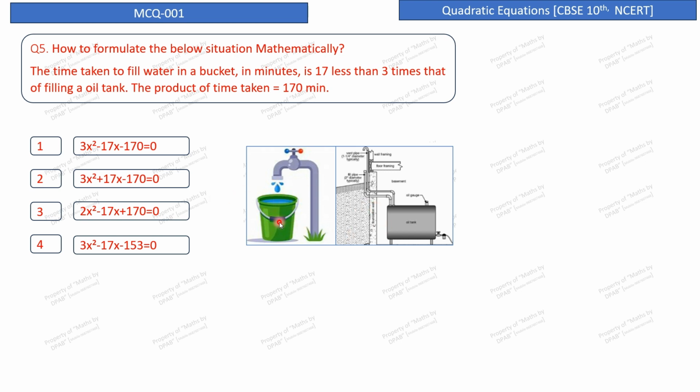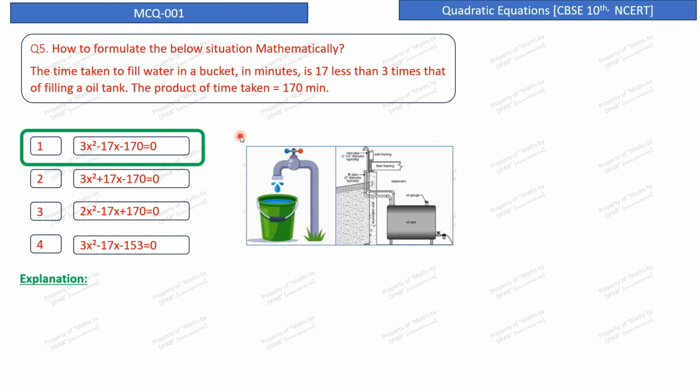So these are the two: a water bucket is being filled with the tap, and an oil tank is being filled with another pipe. So the relationship between these two, to find a mathematical equation to represent this situation. Okay, and if you have selected the answer as number 1, then you are right.